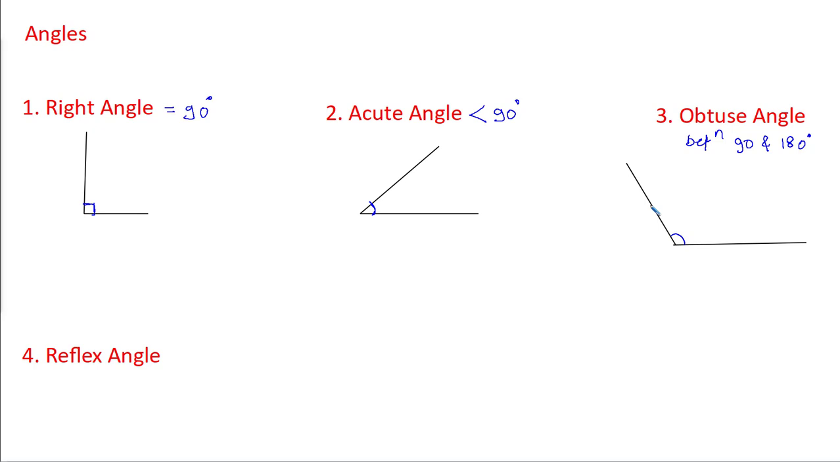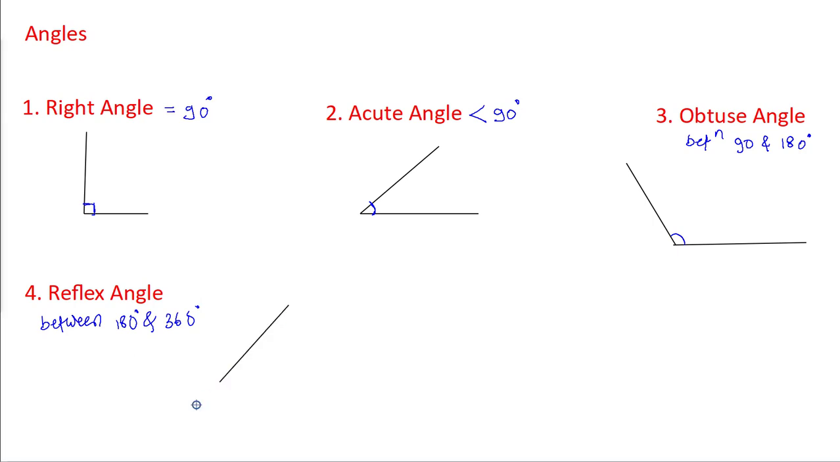And the last is reflex angle. Reflex angle is the angle whose measurement is between 180 degree and 360 degree. This is how a reflex angle looks. Over here, this angle which is more than 180 degree but less than 360 degree is called a reflex angle.